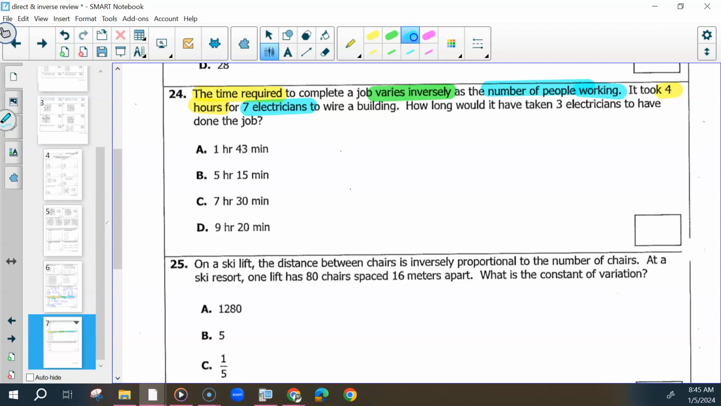3 electricians, and we're looking for how long it would take. So the time in this would be which variable? Y. So that means 4 hours would be Y. Number of people would be X. So 3 electricians, 7 electricians would be X. How long we're looking for, which variable?